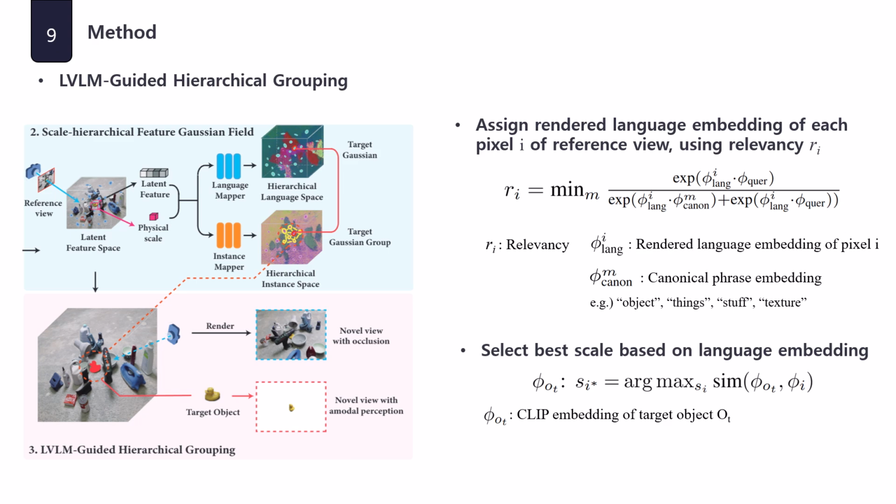With these pixel-wise relevancy scores in the current view and the target object's estimated physical scale, the system can then leverage the learned hierarchical instance feature to form a target Gaussian group. This group represents the localized target object, enabling a model prediction even when parts of the object are occluded in the novel view, as depicted in the lower part of the diagram.